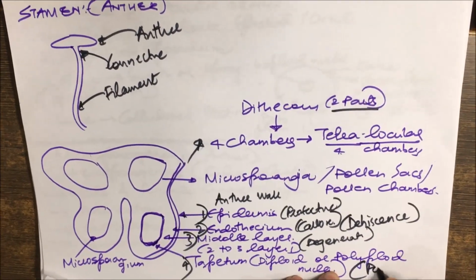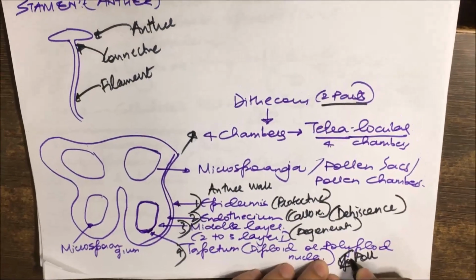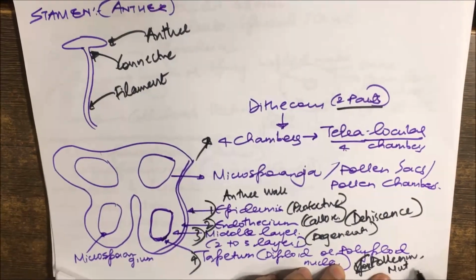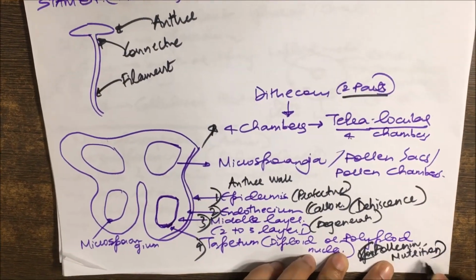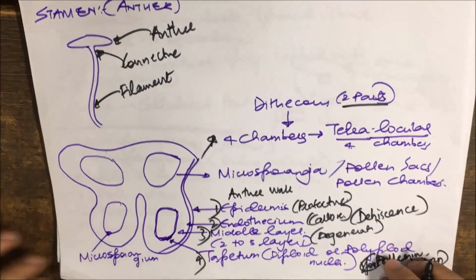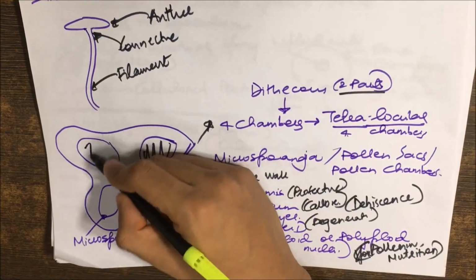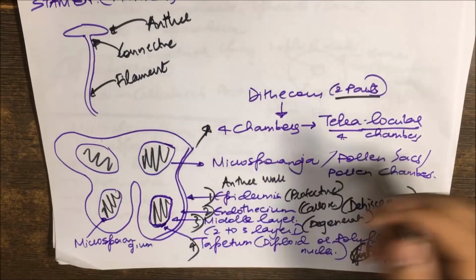So it contributes in the formation of sporopollenin and also in the nutrition of the pollen sacs. The innermost part is the microsporangium or the pollen sac, which are sites for the production of microspores.